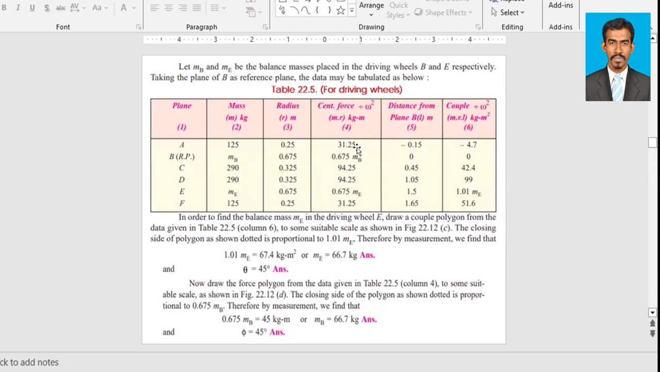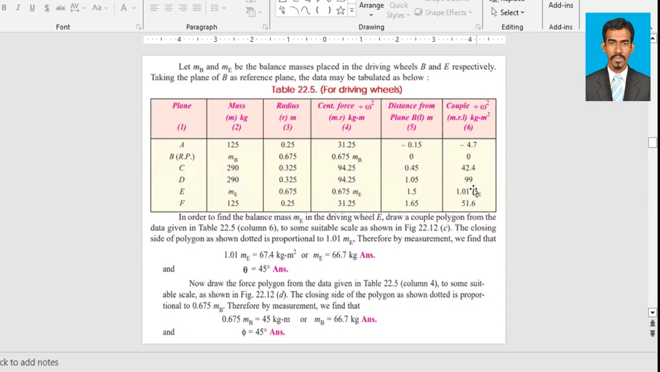We will multiply 31.25 into 0.15, that is minus 4.7. 0.675 m_B into 0, so 0 into 0.675, that is 0. For 94.25 into 0.45, that is 42.4. 94.25 into 1.05, that is 99. 0.675 m_E into 1.5, that is 1.01 m_E. 31.25 into 1.65, that is 51.6. So this is our data for the couple polygon.